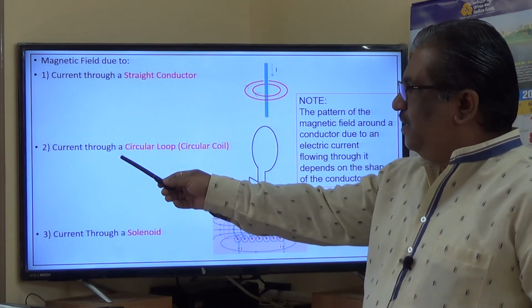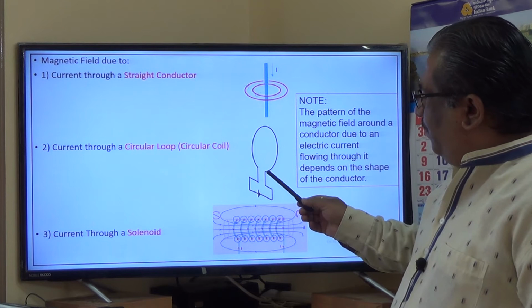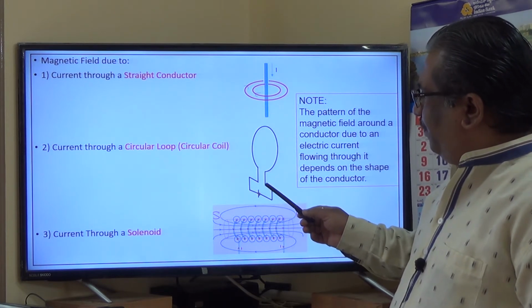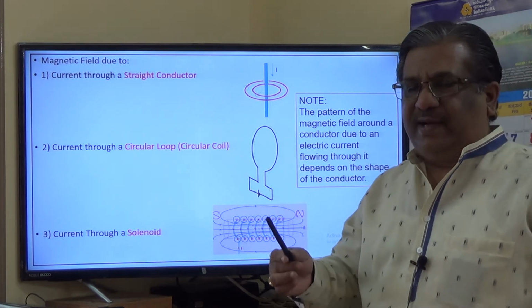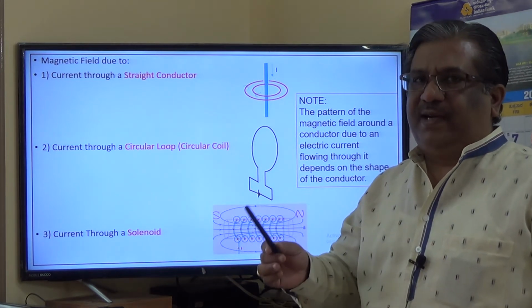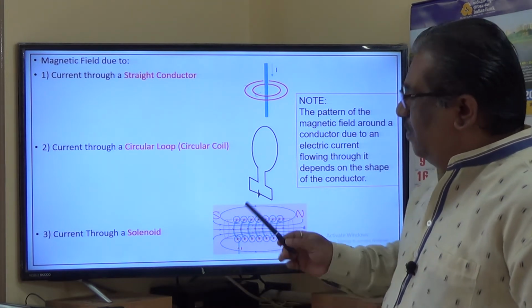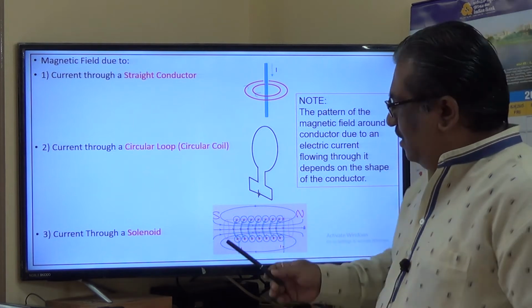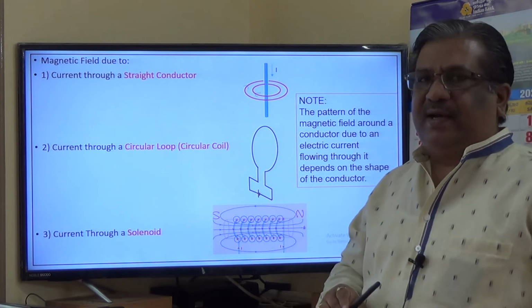Then we are going to study the current through a circular loop. This is a circular coil for which the battery is connected. In this case, how does this coil behave like a magnet, and what is the pattern of magnetic field lines? Finally, there is a solenoid. We will define what a solenoid is, and in that case, if the current is passed through the solenoid, what is the pattern of magnetic field lines.